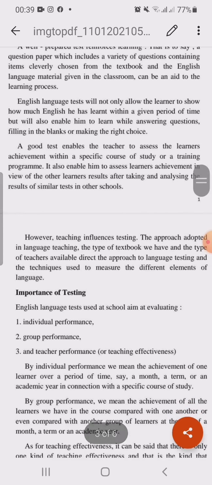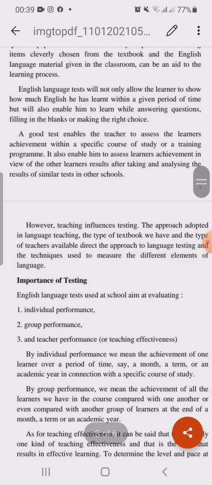Filling in the blanks or marking the right choice يعني ملء الفراغات أو اختيار الصح. A good test enables the teacher to assess the learner's achievement within a specific course of study or training program. يعني الاختبار الجيد يساعد أيضا المعلم على تقييم تحصيل الطلاب في فترة أو في كورس معين أو برنامج تدريبي.